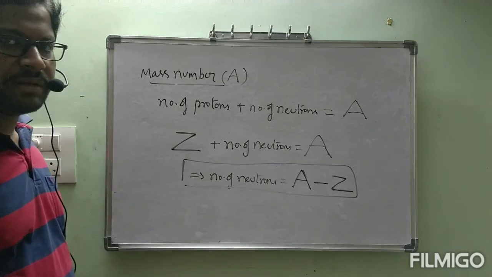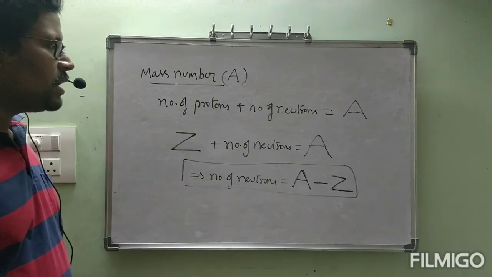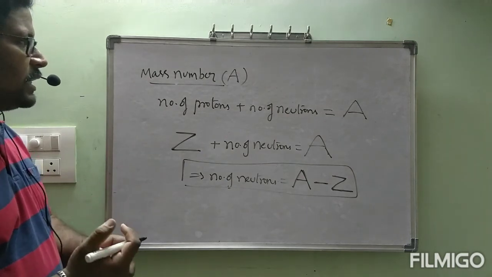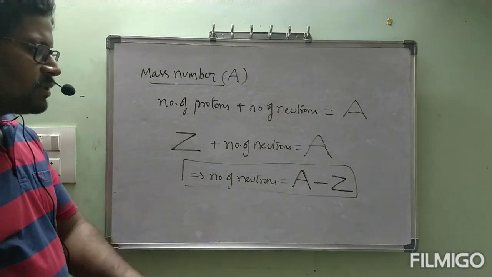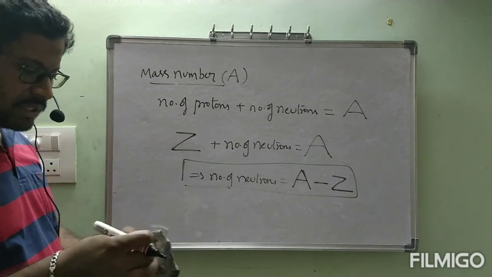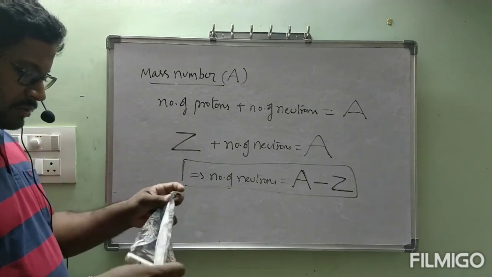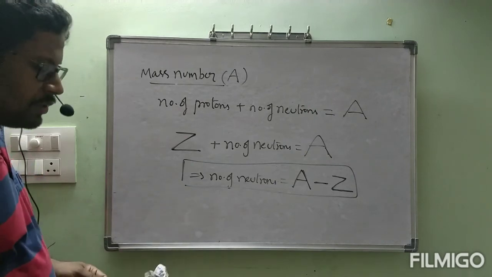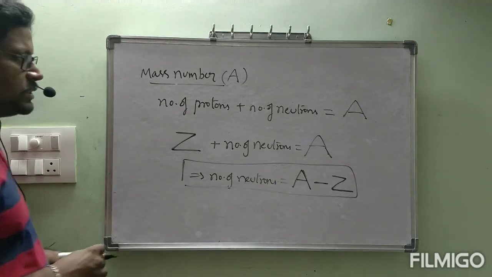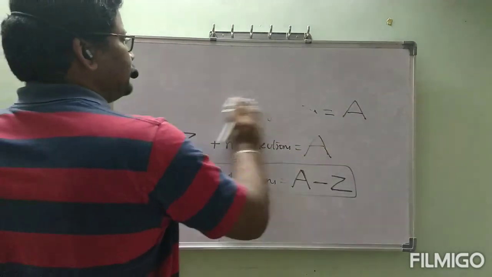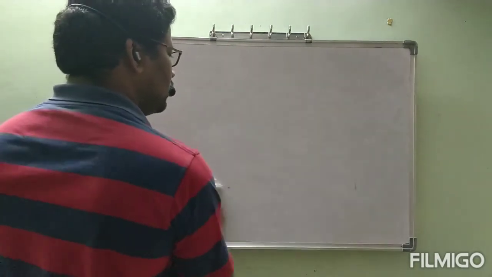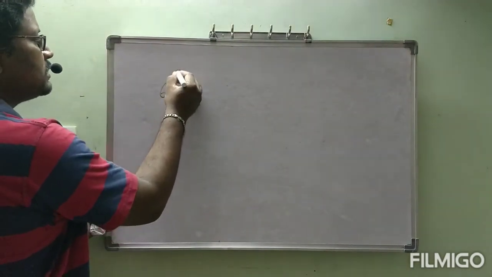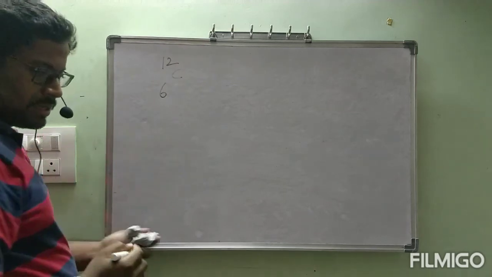Now I will show some examples and we will see how to calculate the number of neutrons. Is it clear to all of you? What is the formula for number of neutrons? Number of neutrons equals A minus Z. Now let us see how we calculate the number of neutrons for various examples. First example, 6C12.